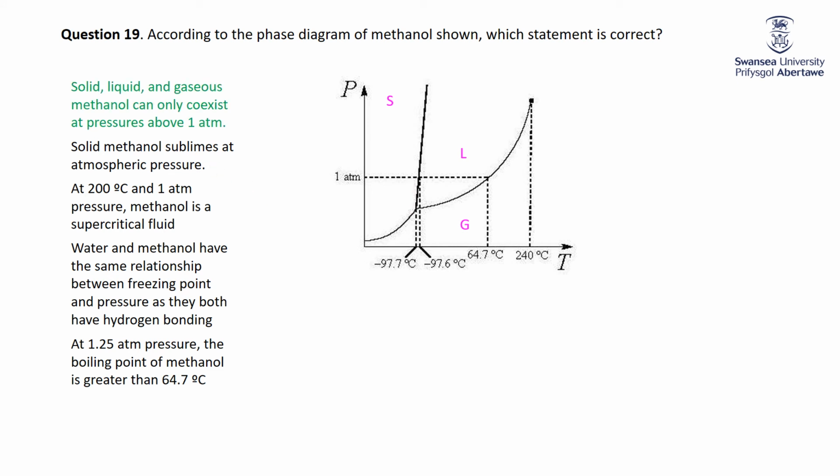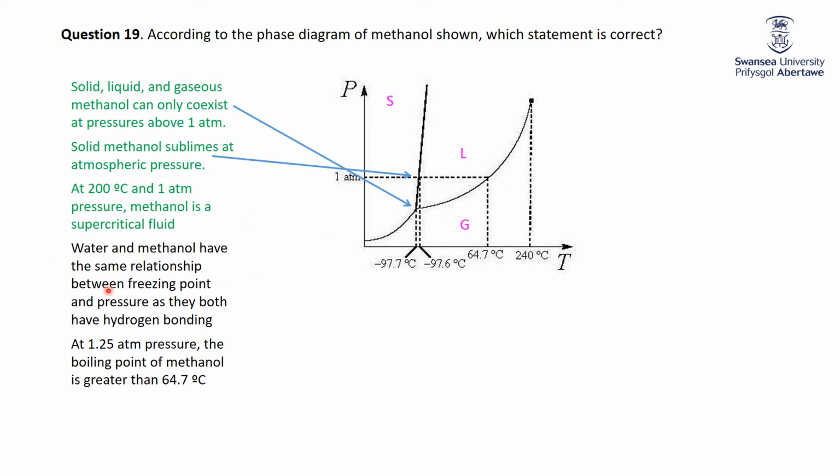Solid methanol sublimes at atmospheric pressure. Well, subliming is where you go straight from solid to gas. Here's 1 atmosphere, and so at 1 atmosphere the solid goes to the liquid, so the solid melts, the solid does not sublime. At 200 Celsius, 1 atmosphere, methanol is a supercritical fluid. Well, 200 is somewhere in here, which is below 240, which is associated with the critical point, so that is false. There it is right there. It's just a nice little gas that could quite easily be liquefied.